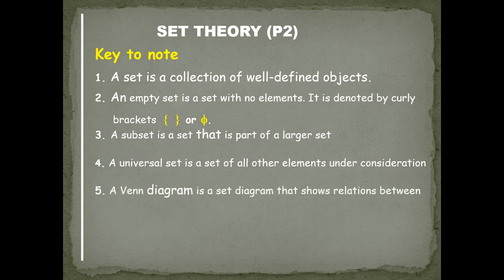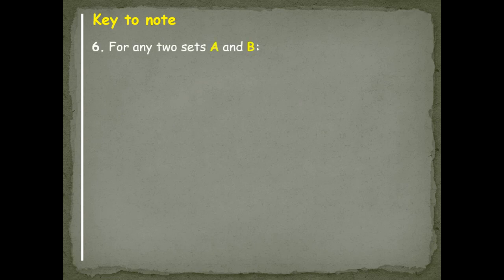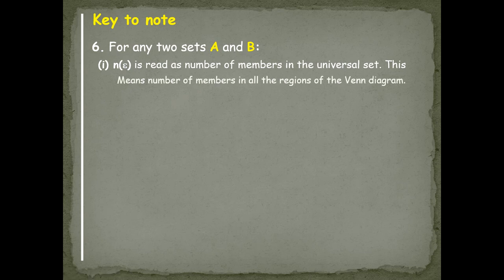A Venn diagram is a set diagram that shows the relationship between different sets. For any sets A and B, 1. The number in the universal set, represented by the symbol for the universal, is read as the number of members in the universal set. This means the number of members in all regions of the Venn diagram.